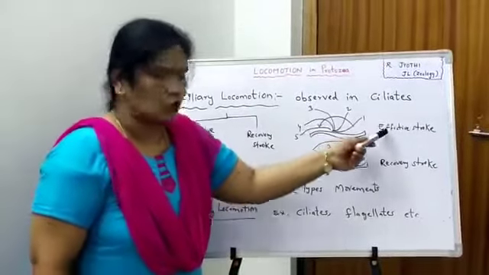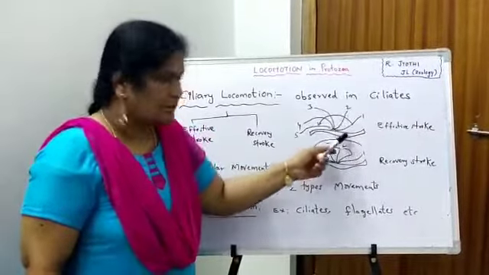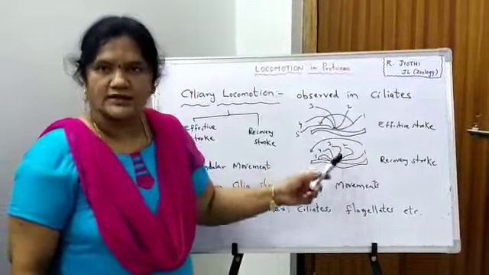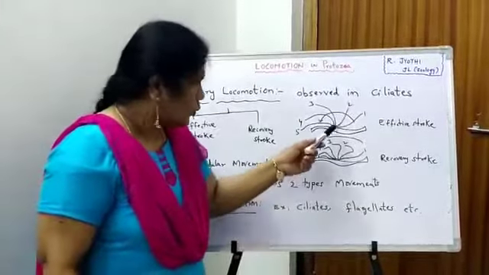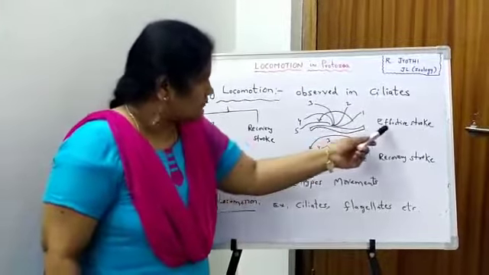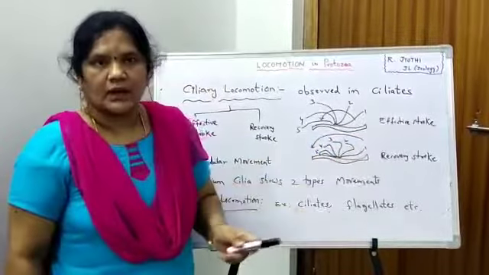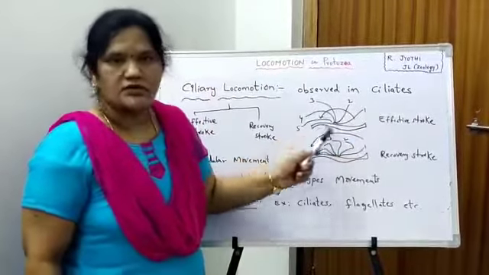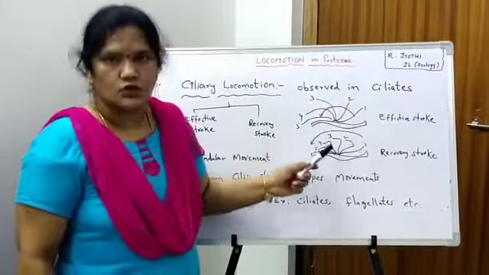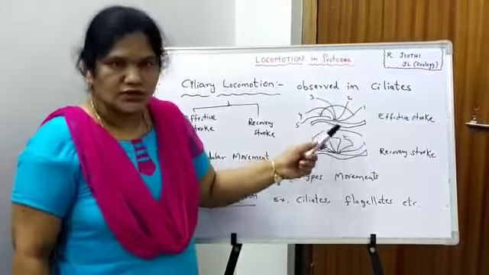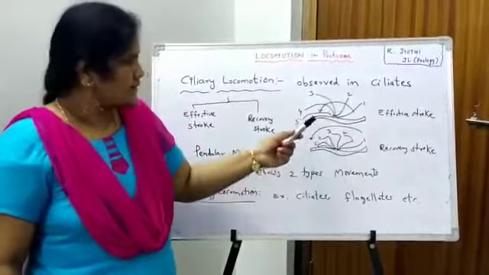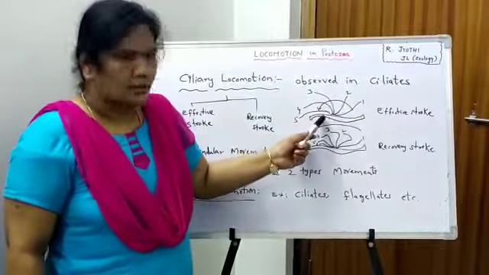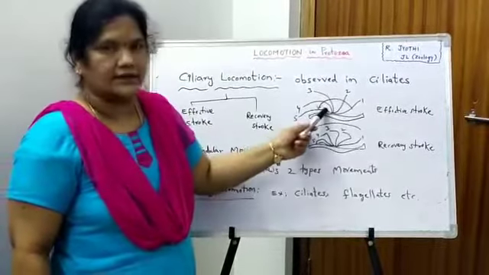In the effective stroke, the cilium bends backwards and beats against the water. It is called the effective stroke. The body moves forwards in this stroke as the cilium pushes the water backwards. The cilium moves like a pendulum or a paddle.